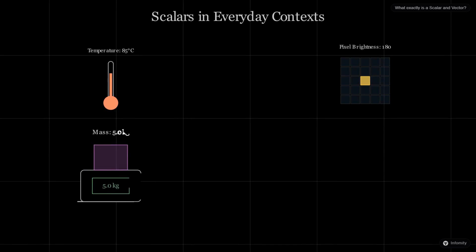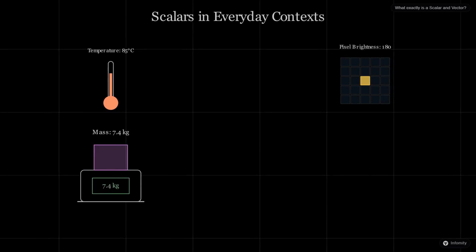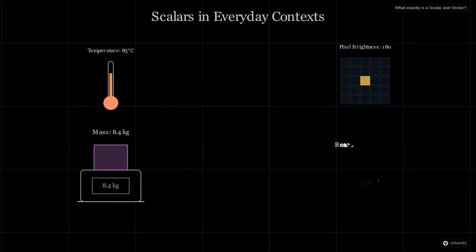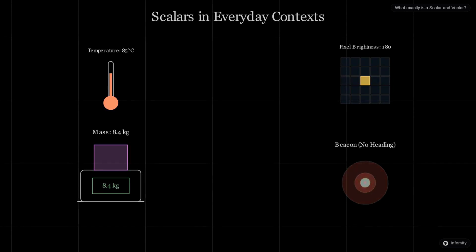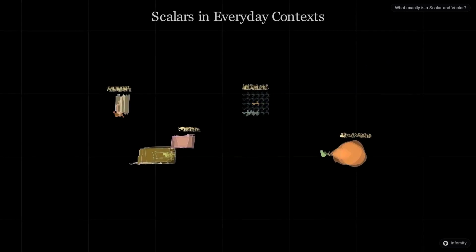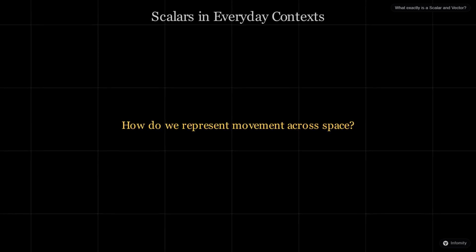Finally, consider the weight of an object. A scale measures pure mass, another scalar value. Just like a stationary beacon, a scalar has no heading. So how do we represent movement across space?